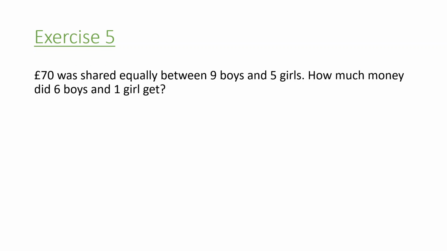Exercise 5. £70 was shared equally between 9 boys and 5 girls. How much money did 6 boys and 1 girl get together? So, you'll have 15 seconds for this division and multiplication again.